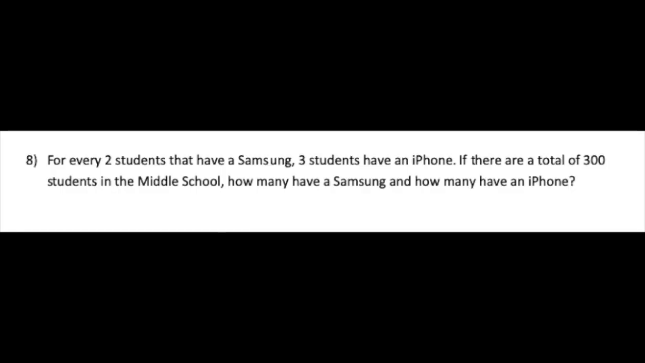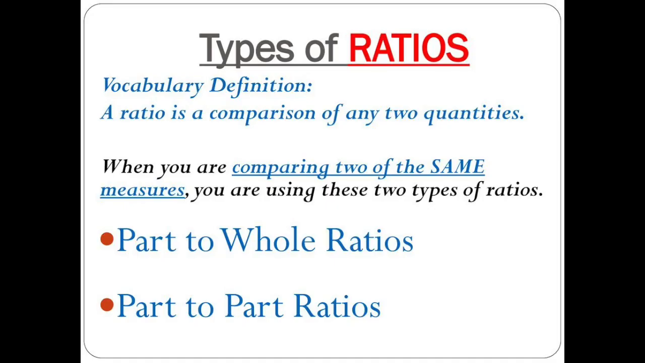Question number 8. For every 2 students that have a Samsung, 3 students have an iPhone. If there are 300 total students in the middle school, how many have a Samsung and how many have an iPhone? Okay, so we gotta set up a ratio to figure this question out here. And we want to look at making a ratio that is a part to a whole for our phones here.